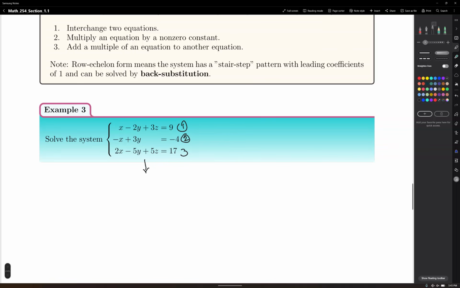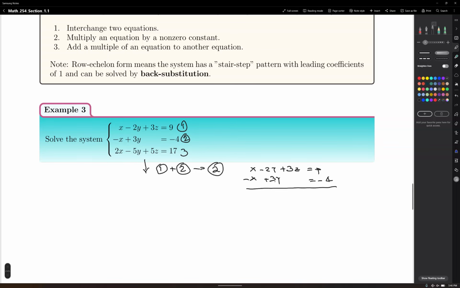How about just combining the two equations together, like equation 1 plus equation 2, and replace that with a new equation 2. If we do the operations on the side, I'm going to do x minus 2y plus 3z equals 9, and then minus x plus 3y plus 0 equals negative 4. If we combine these two together, what do we get?